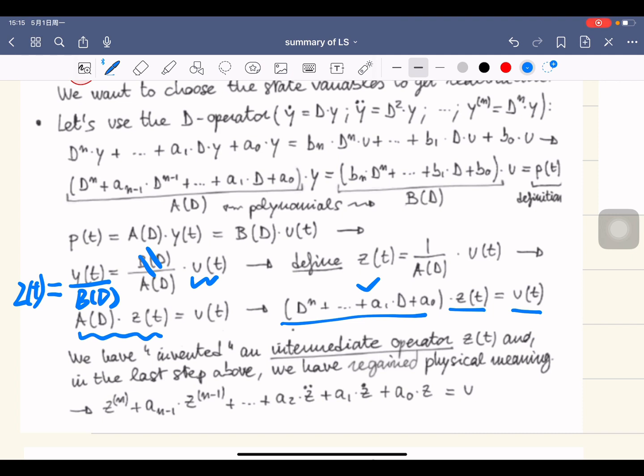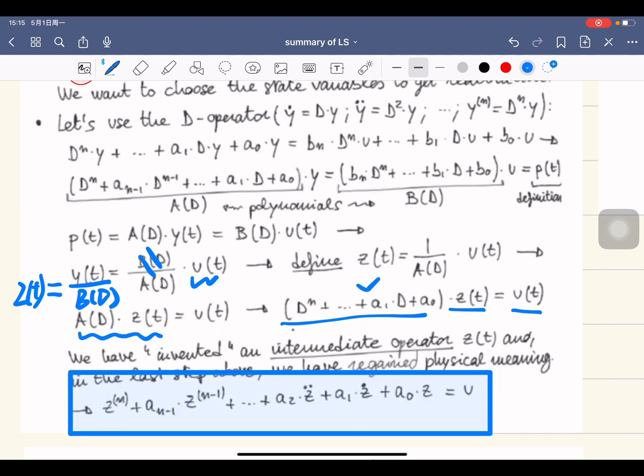Finally, you could find these are the new form we created. For the left-hand side, we create a new output with derivatives: z to the n-th derivative, z to the n minus 1, z to the second derivative, z to the first, z to the zero. And for the right-hand side, we only have the non-derivative of the input. These are the results we want to get.